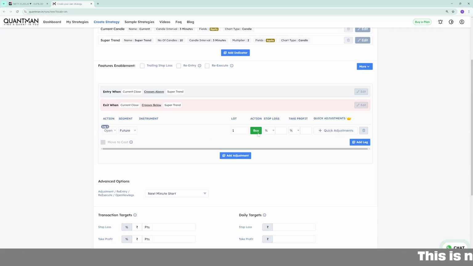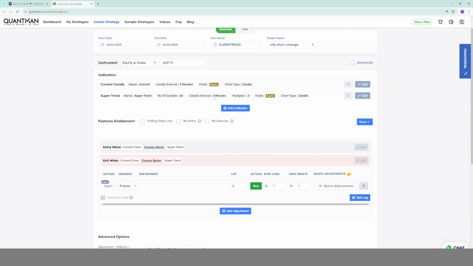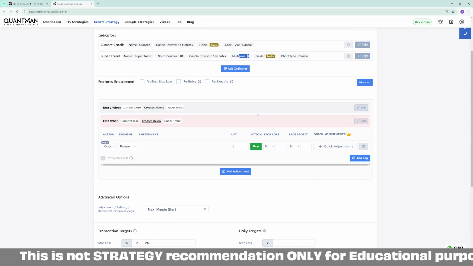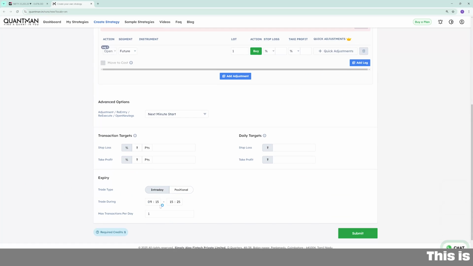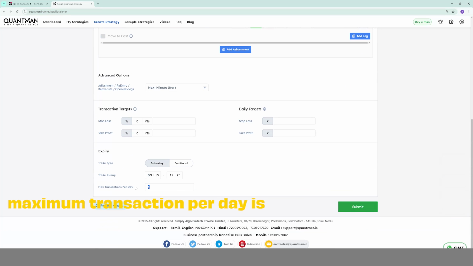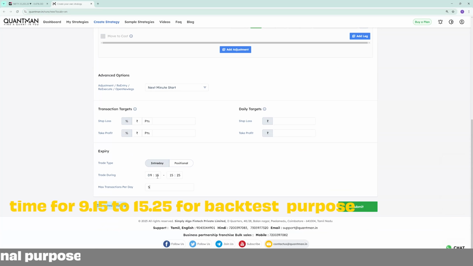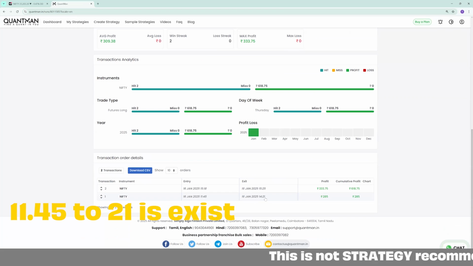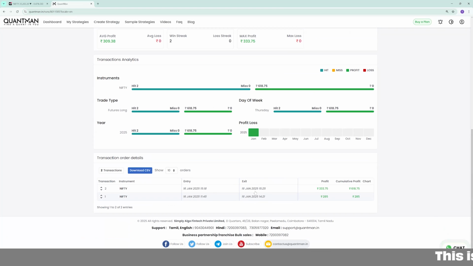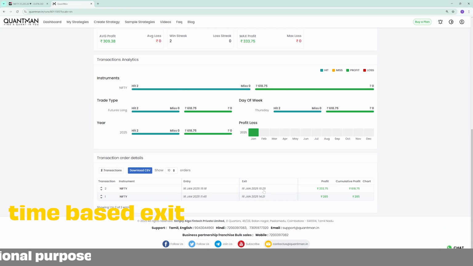Now I use the future to buy. I am using the multiplier 10,2. By default, it comes with 10,3. I change it to 10,2. Future chart, 1 point, maximum transactions per day is 5. I give the timing 9:15 to 15:25 for backtest purposes. 15:25 is our time-based exit.